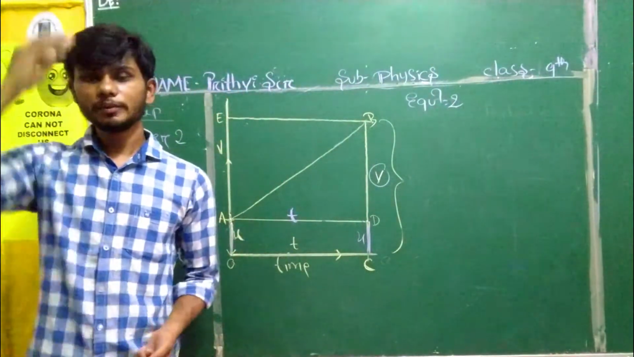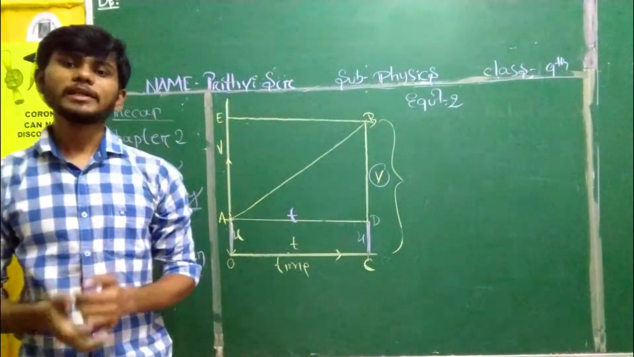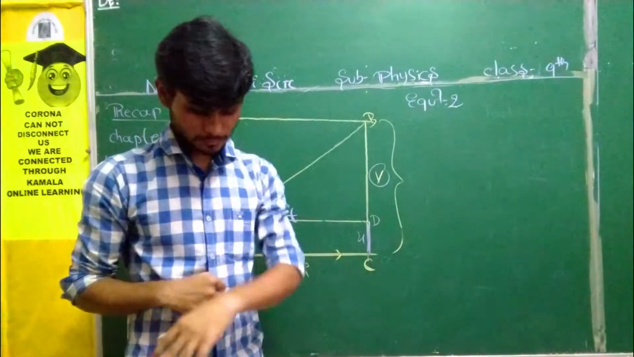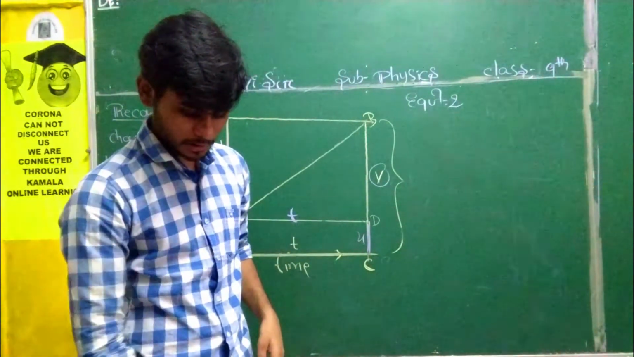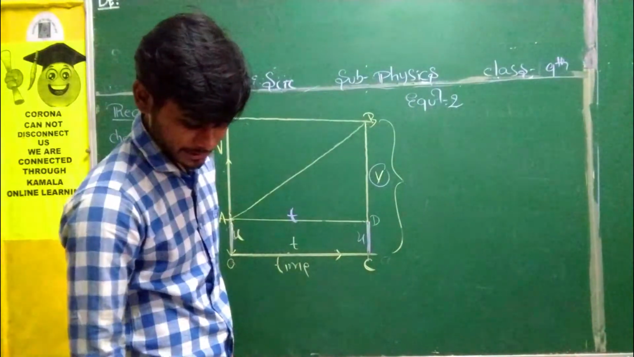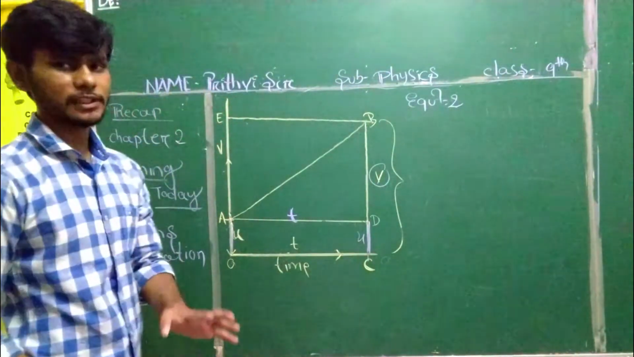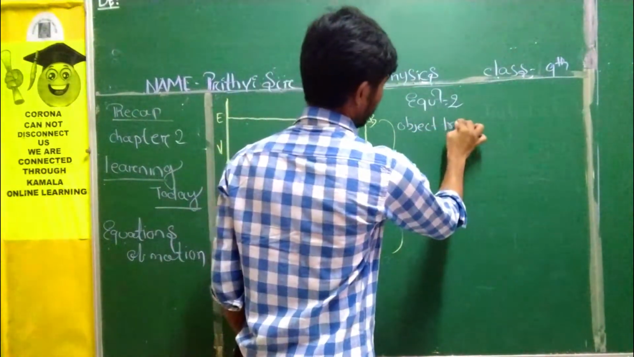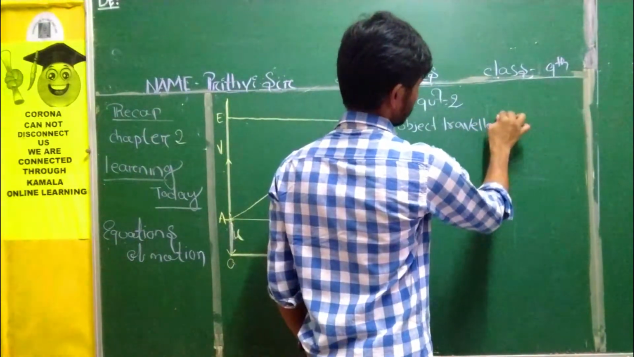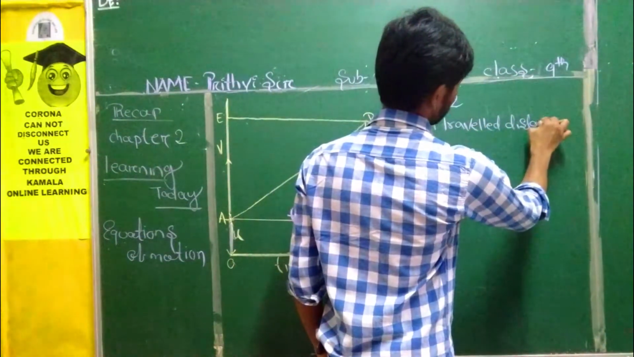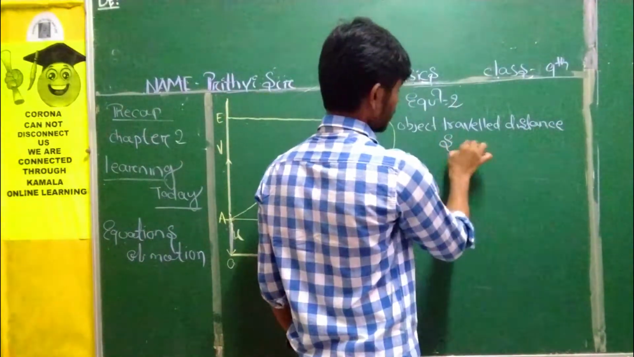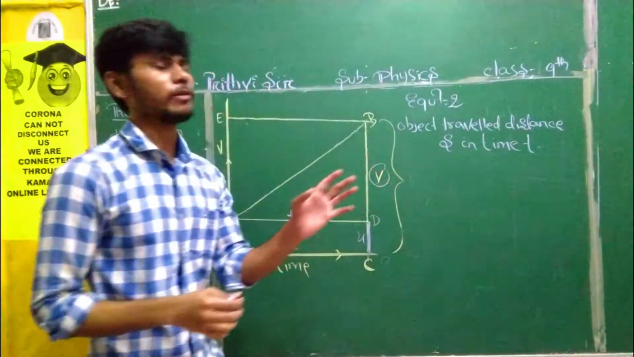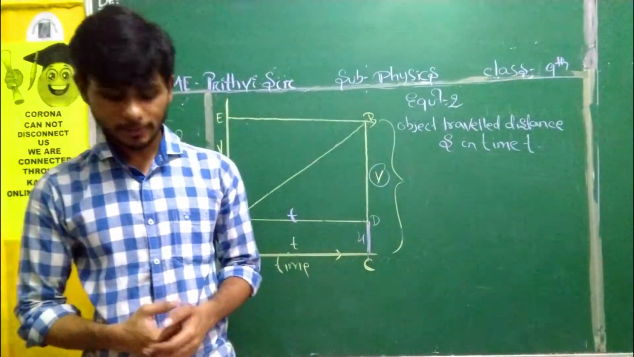Equation number 2 we will see. Okay. What is equation number 2? What exactly is it saying? Equation number 2 is saying that, suppose let us consider the object has traveled a distance s in time t. In a specific interval of time, it has covered s amount of distance. Okay, let us consider this one.